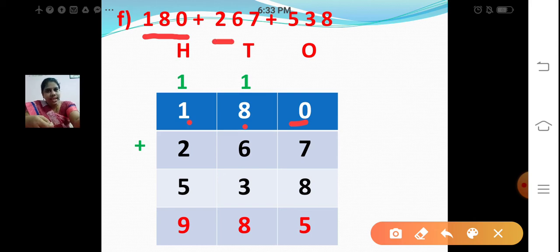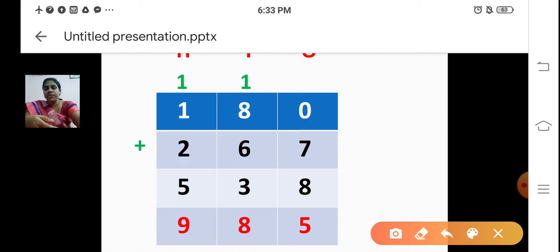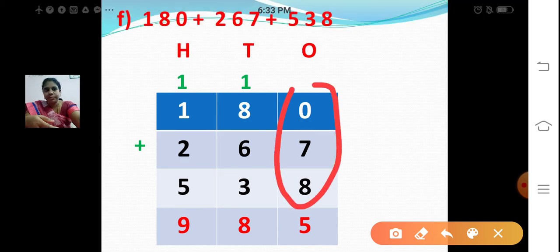Now take the second number 267. So 7 in the ones place, 6 in the tens place and 2 in the hundreds place. Now take the third number 538. 8 in the ones place, 3 in the tens place and 5 in the hundreds place. Now let's add these three numbers. Shall we add these three numbers? Yes. So first we have to add the ones place, right?